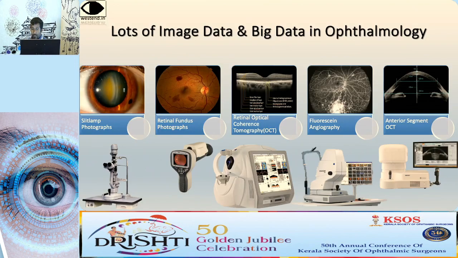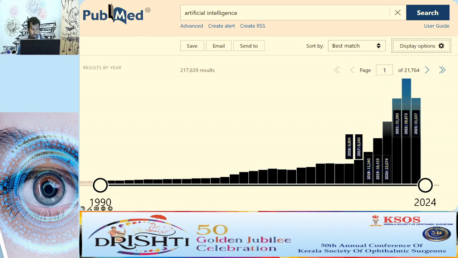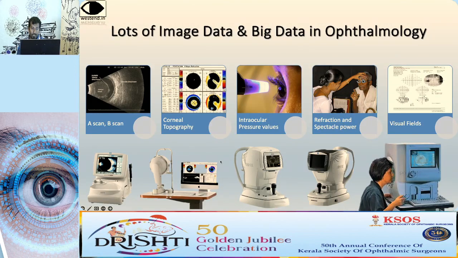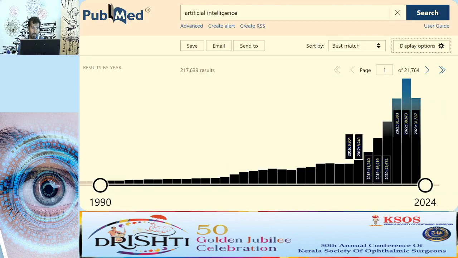And why is ophthalmology perfectly placed to use AI? Because there is a lot of image data and big data in ophthalmology, starting from slit lamp photographs to retinal photographs to OCT, fluorescein angiography, anterior segment OCT, A scan, B scan, everything is images and numbers. And all these things are perfect fodder for AI. You feed all this data to AI, it will give you amazing results. And if you look at all the publications in the last few years, the number of publications in AI has risen tremendously. Okay, it was flat for a long time, and then around 2016, 17, 18 it started rising. Now it is logarithmically increasing.